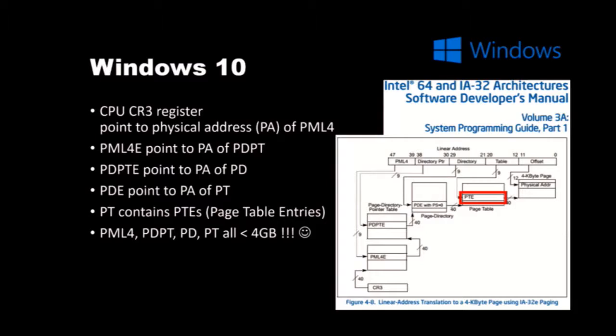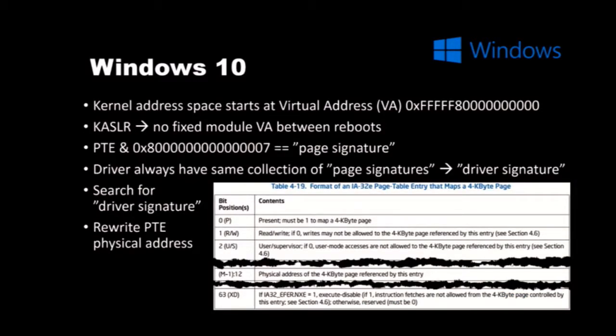What's nice about this is that all four paging structures here are actually loaded below 4 gigs, so we can access them by using DMA. Kernel address space starts at the address you see here on this slide. Windows does have kernel address space layout randomization, so that means that there are no fixed virtual addresses between reboots. The kernel is loaded at different places, and drivers are loaded at different places as well, so we can't use that.